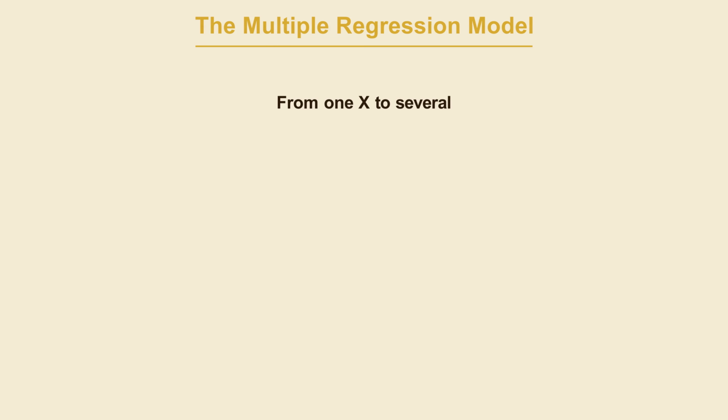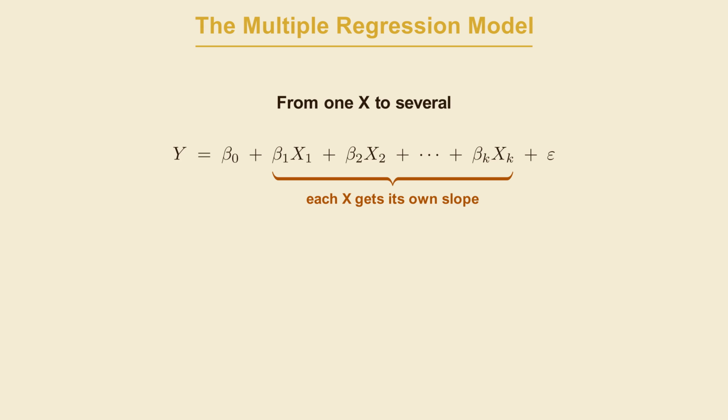So far, every regression we've run has had one explanatory variable. So we get one input and one output, and it only has one slope. Multiple regression is just the natural extension of that. Instead of explaining the outcome with a single variable, we explain it with several of them at a time. The model looks exactly like you'd expect. The outcome equals an intercept, plus a coefficient times the first explanatory variable, plus a coefficient times the second explanatory variable, and so on for as many variables as you want to include, plus the error term. Each explanatory variable gets its own slope coefficient.